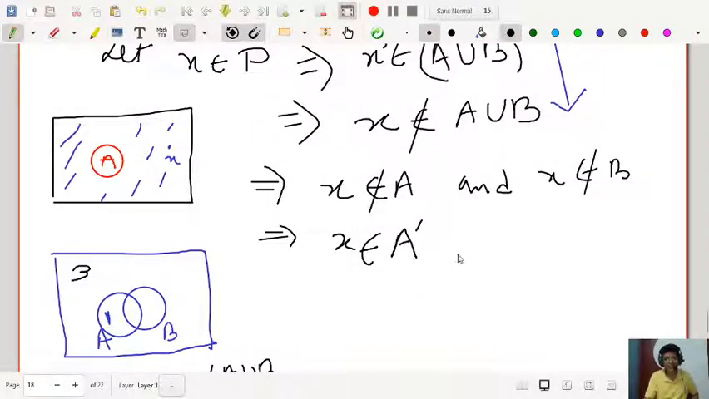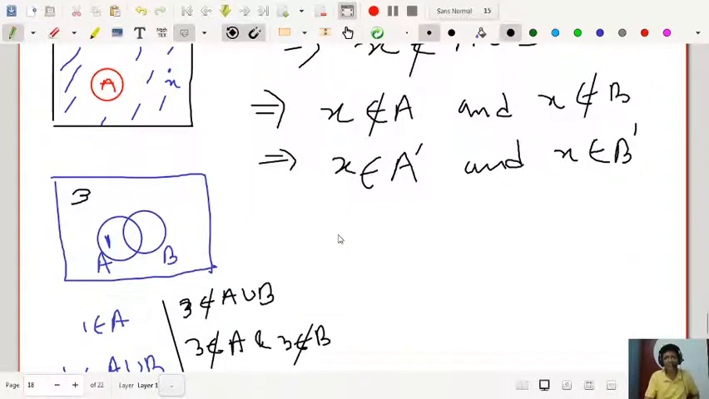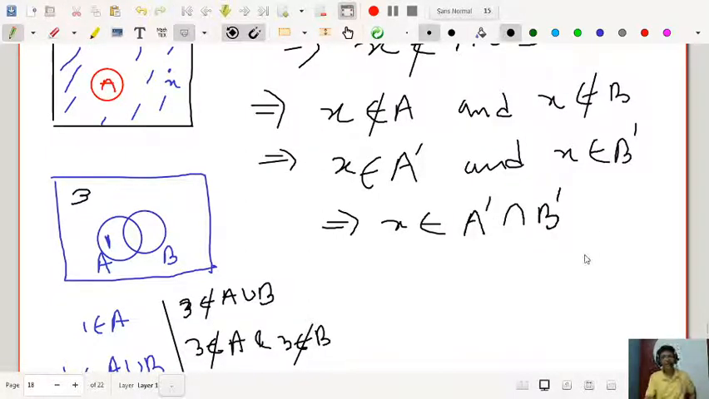Complement. Can we write this as A prime? Right. And x belongs to complement B prime, right? Next step, guide me. After that, I have no idea. And replace "and"... oh wait. Oh yeah. So it will be the intersection of A prime and B prime.